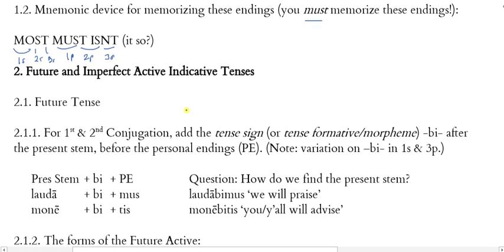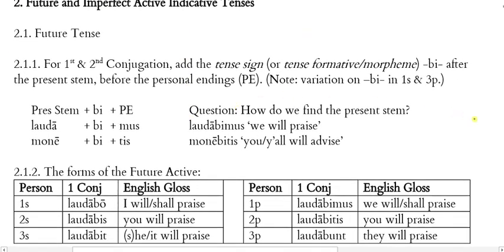Now let's get on to the future and imperfect active indicative tenses. Let's start with future tense here. For first and second conjugation, we're going to form the future by adding the tense sign, another term for that is the tense formative or the tense morpheme, -bi or -be, after the present stem and before the personal endings, which I'll abbreviate with PE. And there is some variation on this tense sign in the first singular and third plural. We'll take a look at that here in just a moment.